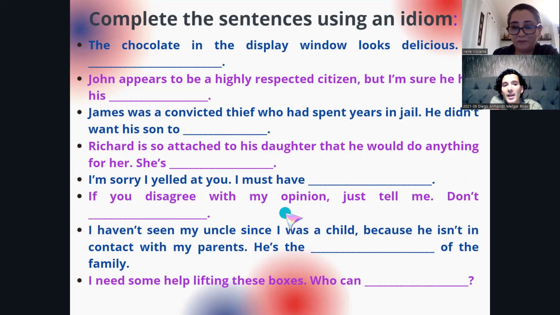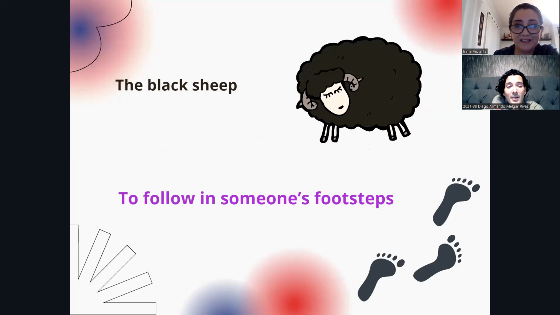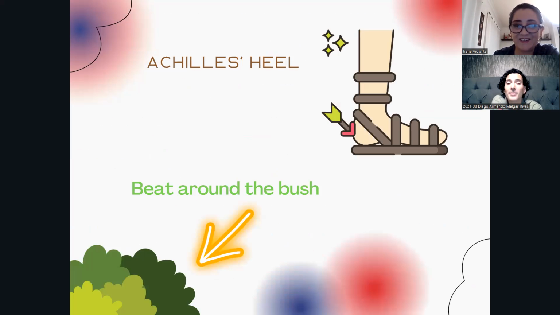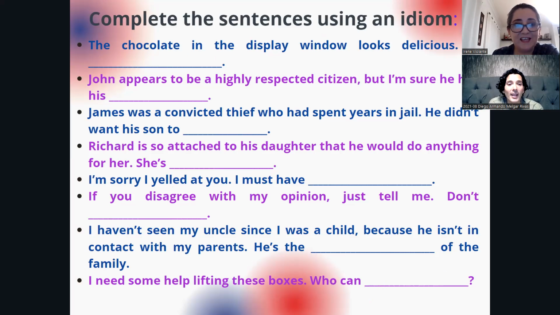Okay, the next one. If you disagree with my opinion, just tell me. Don't beat around the bush. Yes. Okay. I haven't seen my uncle since I was a child because he's not in contact with my parents. He's the black sheep of the family, I think. Correct. Next, and the last one, I need some help lifting these boxes. Who can give me a hand?